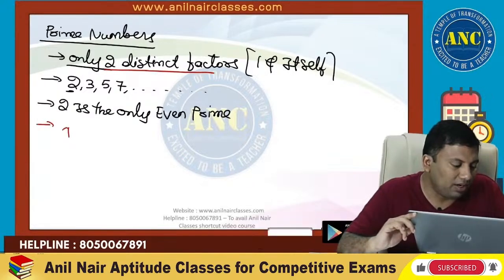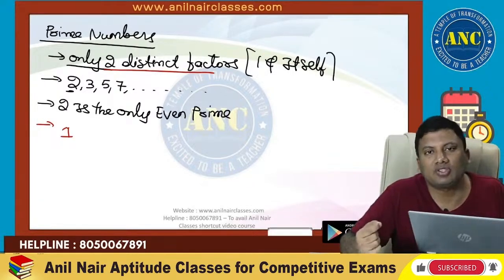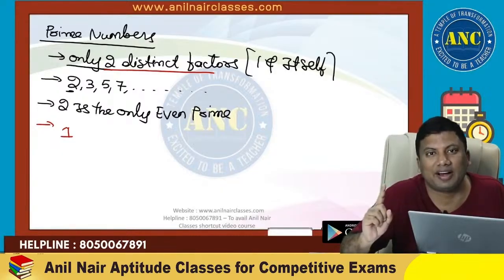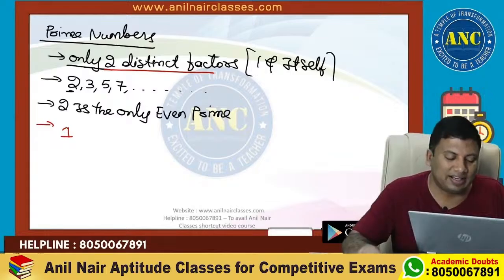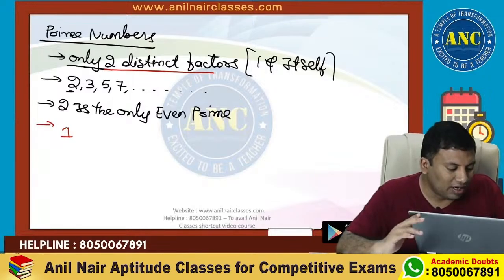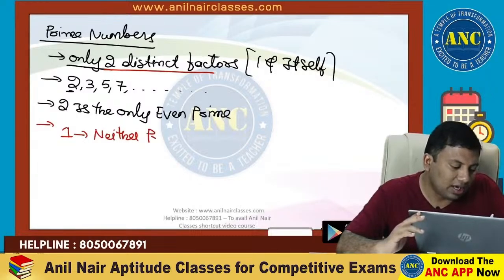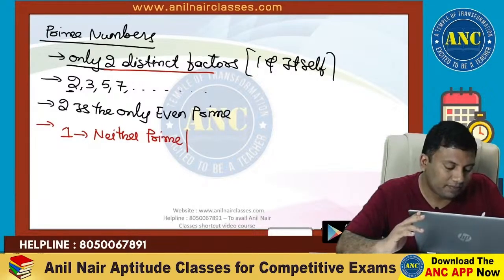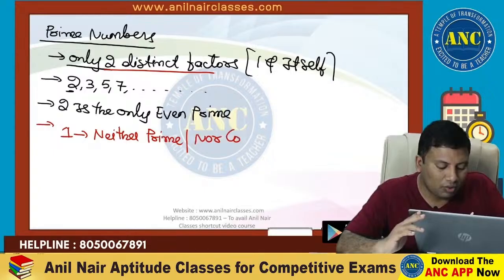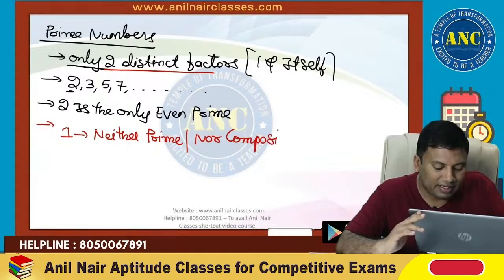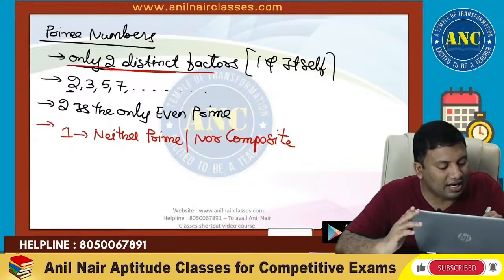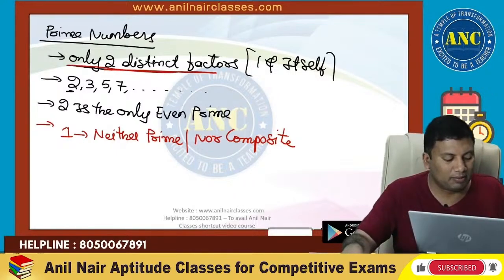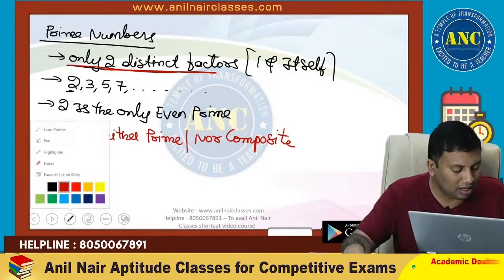Suppose, for example, I take 1. The natural number 1 has only one factor, that is 1 itself. 1 into 1 is 1. So 1 is neither prime nor composite. Why? Because it has only one factor, and that one factor is only 1. The number which has exactly two distinct factors is called a prime number.